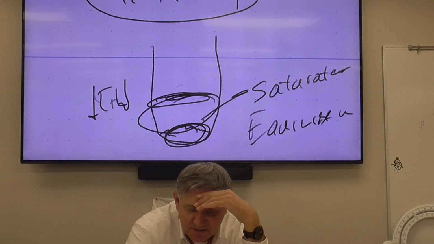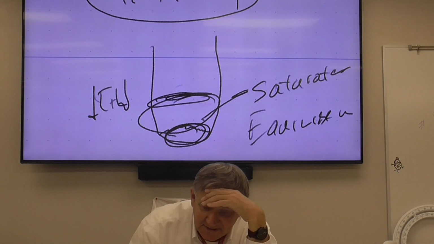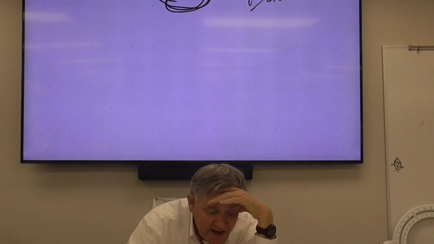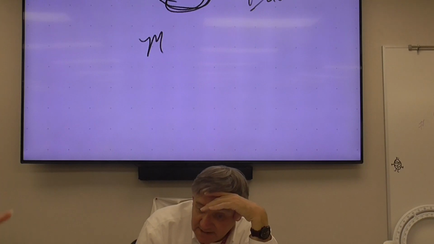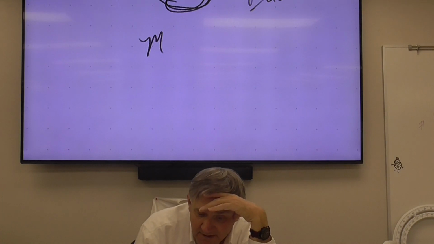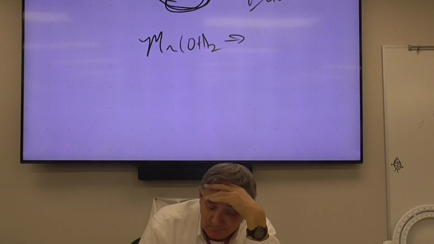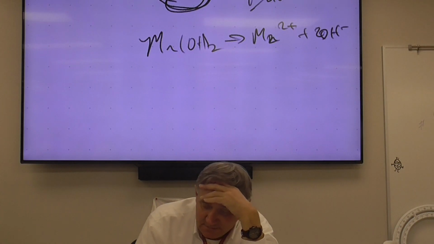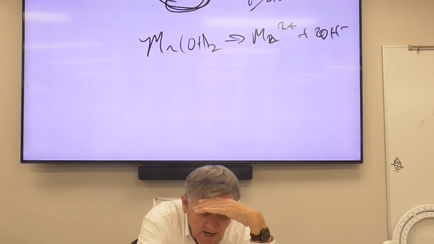So let's talk about 61 because you're going to have questions like this on the lab. What do you start with on 61? Equation. What's the reaction? Manganese hydroxide, Mn(OH)2, is turning into what? Manganese ion and 2 hydroxides. True? Yes. Good.